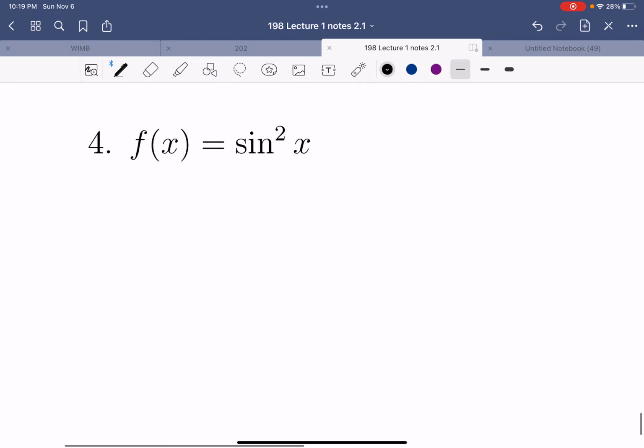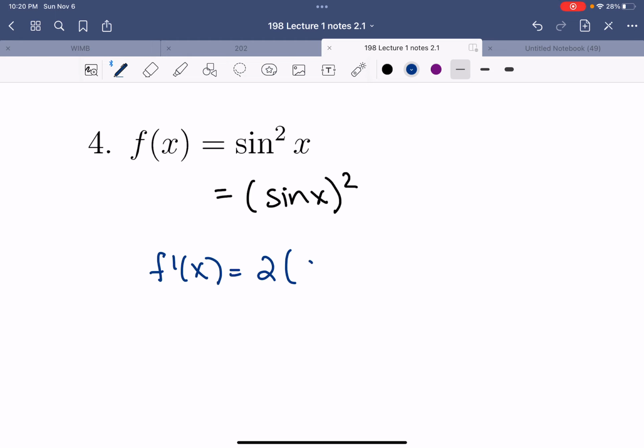Number 4, flashback to sine squared. So this is the same as sine of x, everything squared. So when we take our derivative, we bring down the 2, leave the sine x, new exponent is 1, times its derivative, which is cosine x. So this is just 2 sine x cosine x.